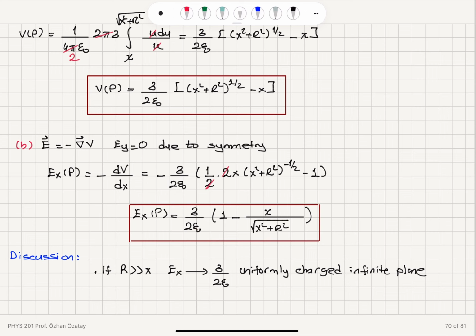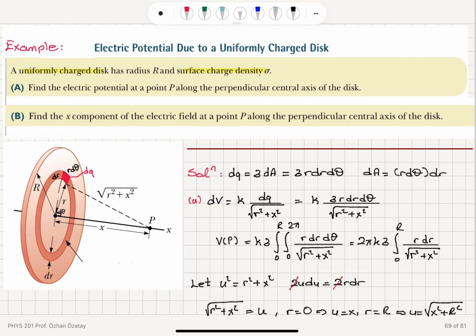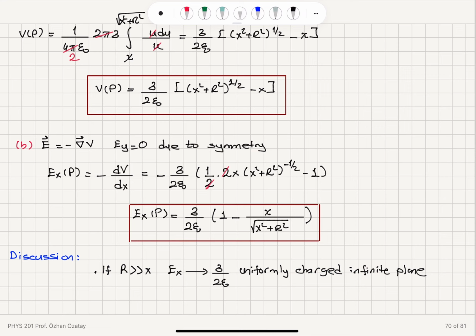Now I want to discuss this result when capital R is much greater than x. This becomes an infinite plane of charge. What would be the electric field in that case? This term would go to 0. I would obtain σ over 2ε₀, which is the result we obtained using Gauss's law.